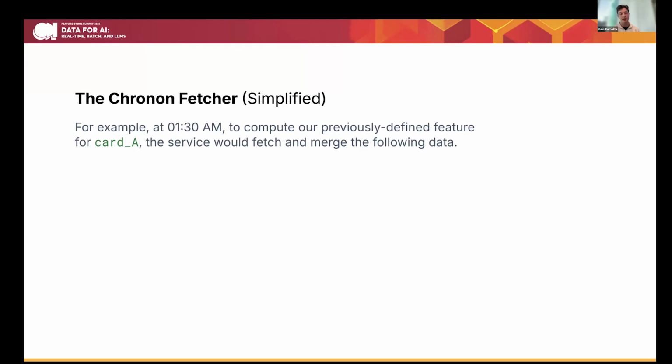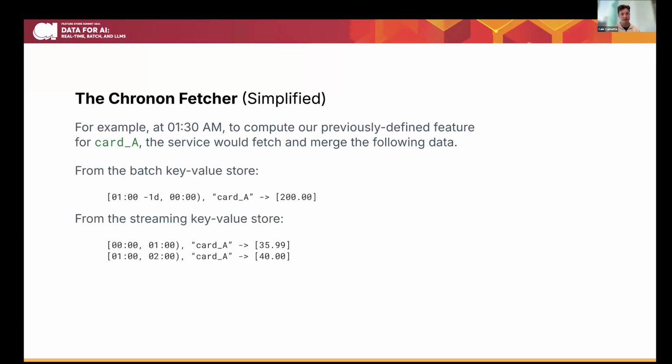Let's say it's 1:30 a.m. and we want to retrieve features for the group by that we previously defined using card A as key. Because we use a Lambda architecture, to serve streaming features, we need to fetch both offline KV store data and streaming KV store data, and then merge them together.